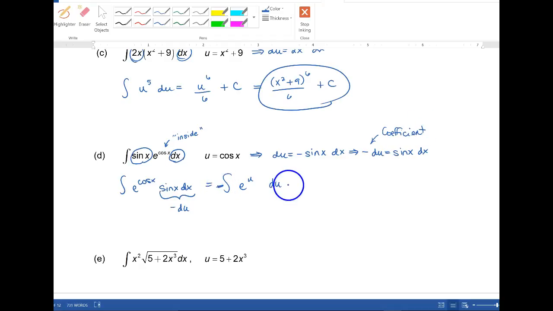So now I just integrate e to the u. Well, that's e to the u, so it's the negative and then e to the u plus c. So our final answer is negative e to the cosine of x plus c.